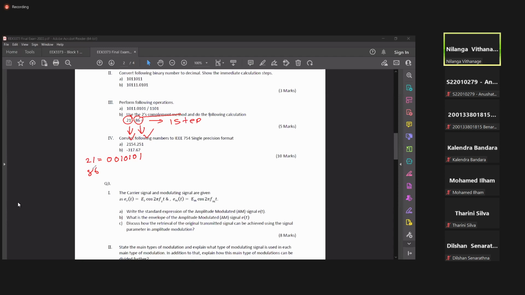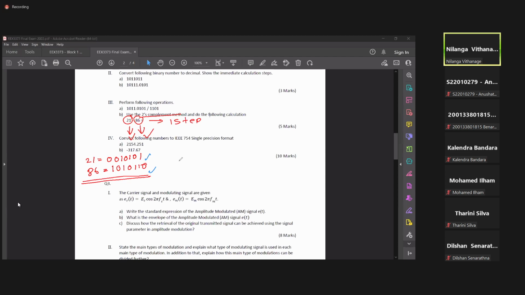Not minus 86. You have to get the whole number. 86 means 1 0 1 0 1 1 0, right? But you cannot write like this in the final exam or any exam. You have to do the calculation, right? You know how to calculate. You know how to convert a decimal value into binary, so you have to use that correct method, right? So then you get binary numbers here.